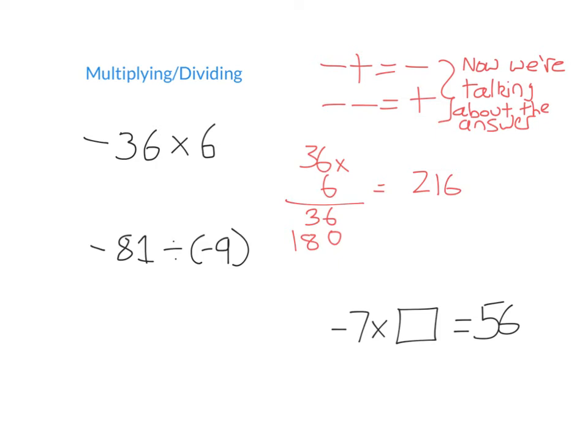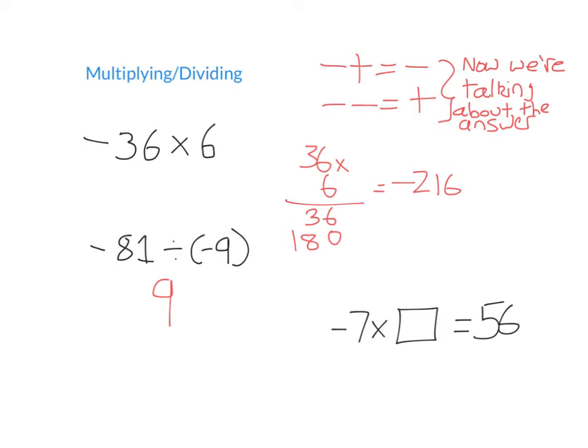Now I decide, is my answer positive or negative? Well, I'm multiplying a negative by a positive, so that means my final answer should be negative. So in this one here, minus 81 divided by negative 9. So I just go 81 divided by 9. Hopefully you know that that is 9. Now, I say, is my answer positive or negative? Well, I'm dividing a negative by a negative, so my answer is positive. I just leave this as positive 9.